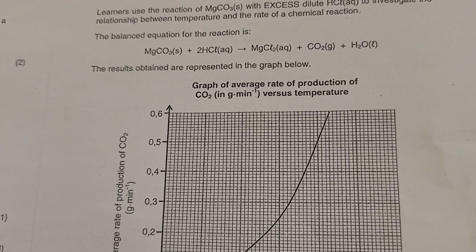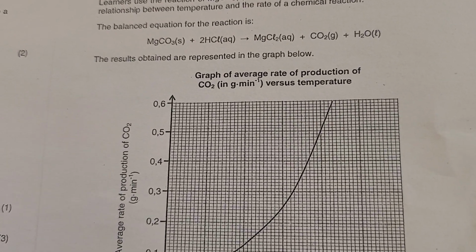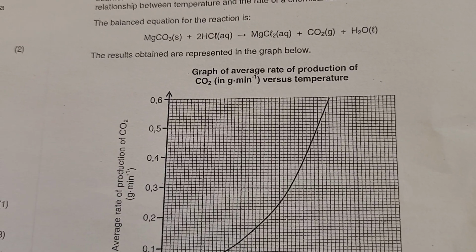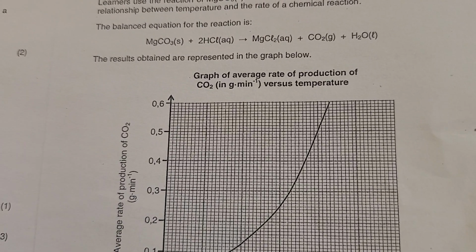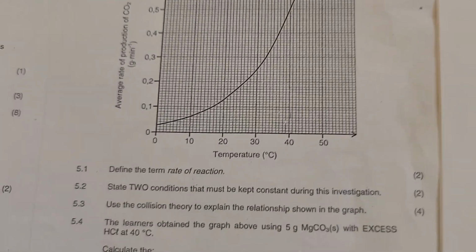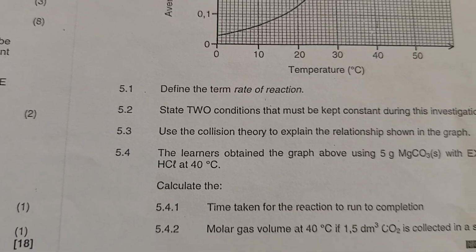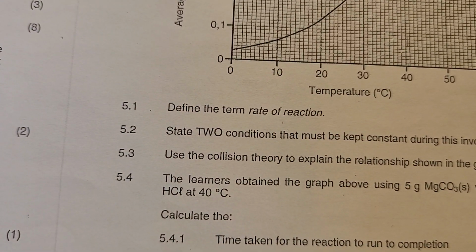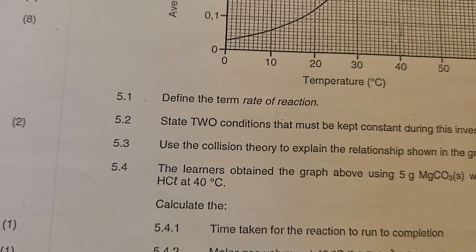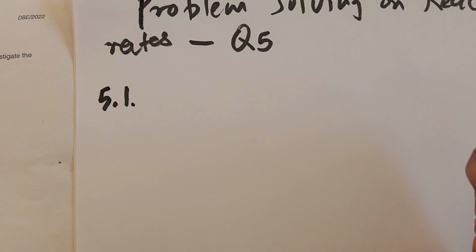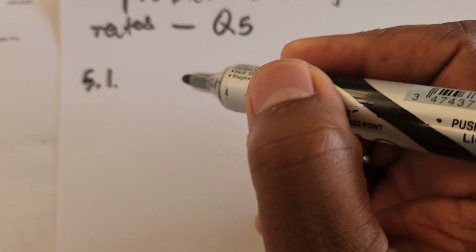The results obtained are represented in the graph below. The graph is that of average rate of production of carbon dioxide in grams per minute, very important that, versus temperature. The first question, they're saying to us now, 5.1, define the rate of reaction. Remember, there are many definitions. In this case, I'll just go for the easiest one.